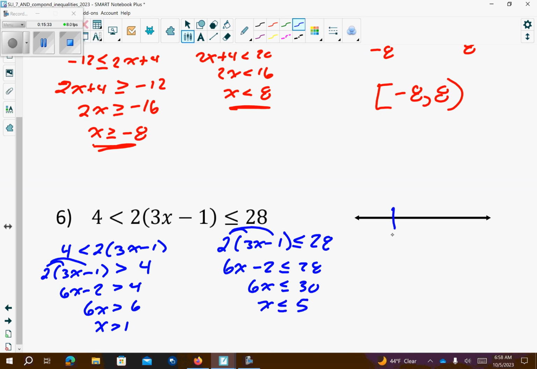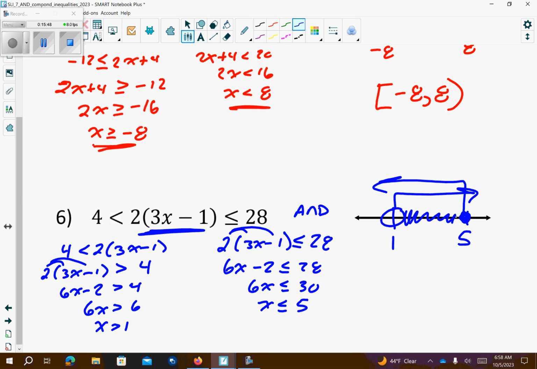So I'm going to go from 1, and that's going to be an open dot going this way, up to 5, and that's a solid dot going this way. Remember, it's an AND problem because it was put together like this. This came as one problem. I'm looking for the overlap. So I'm going to go from 1 to 5. The 5 has a hard bracket. The 1 has a parenthesis.